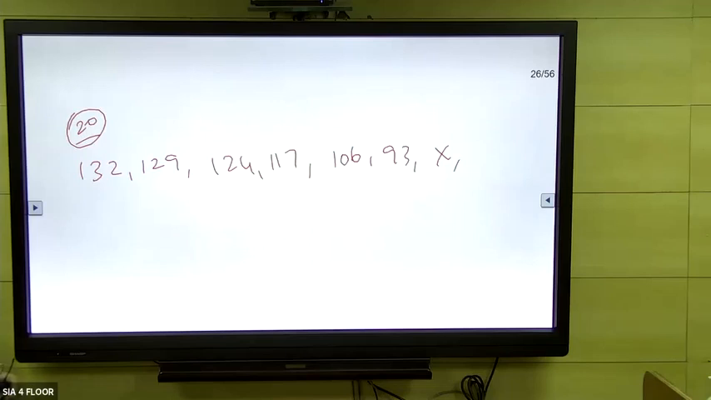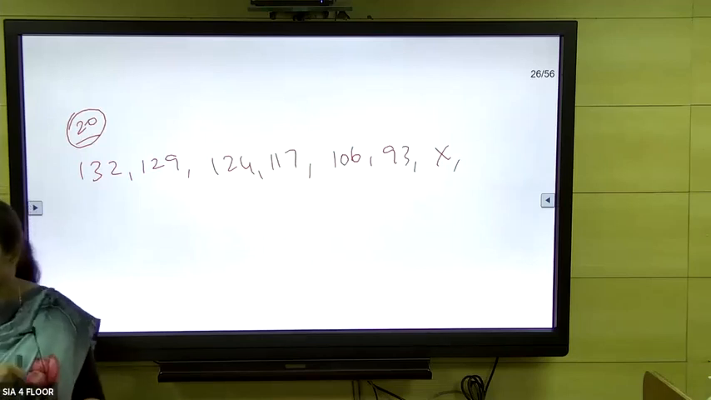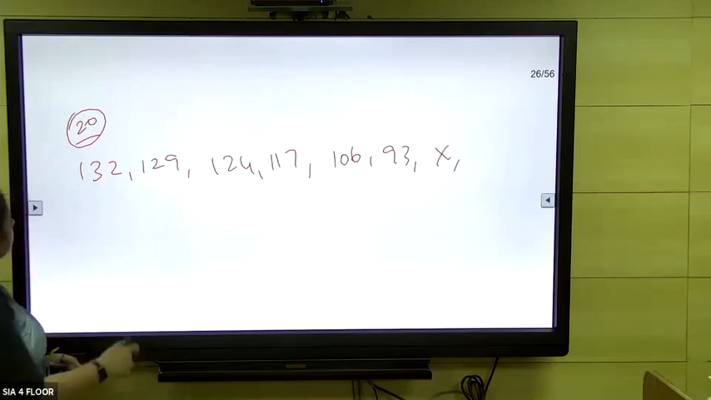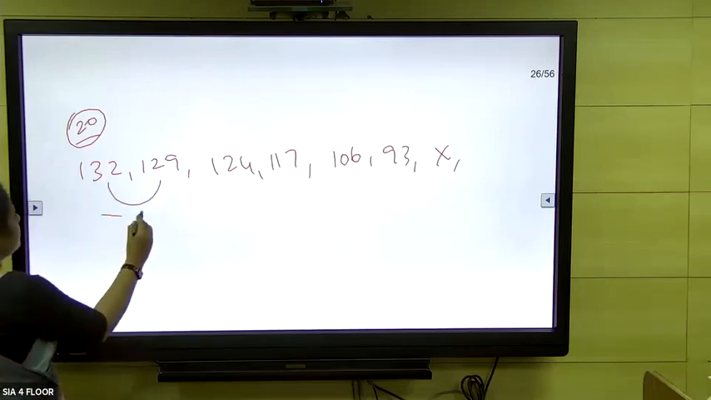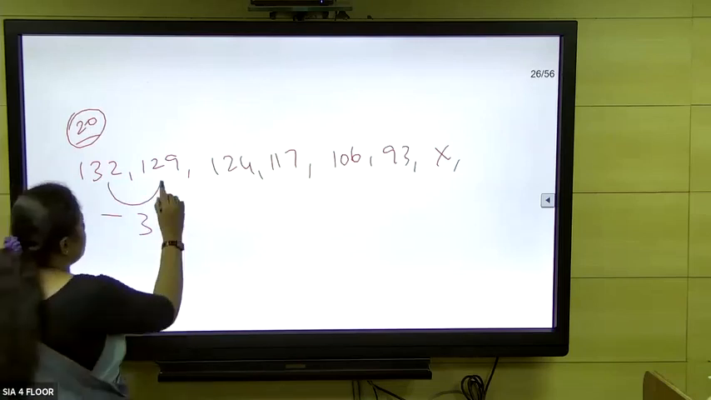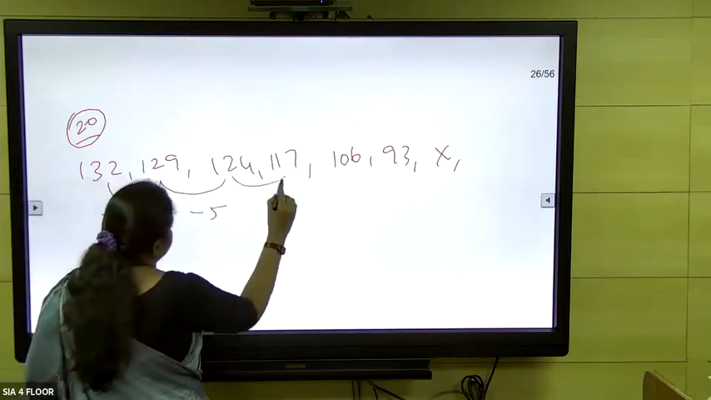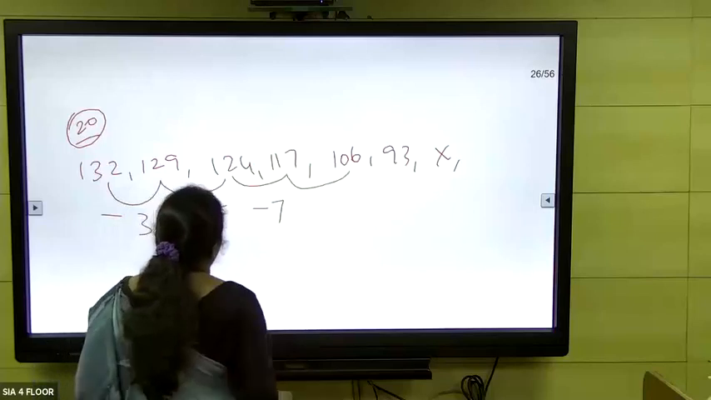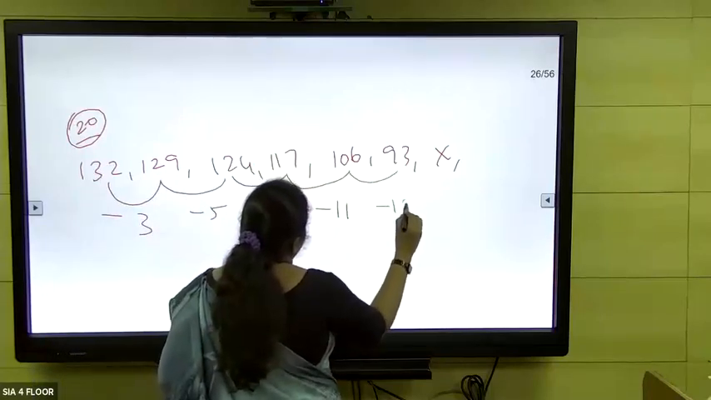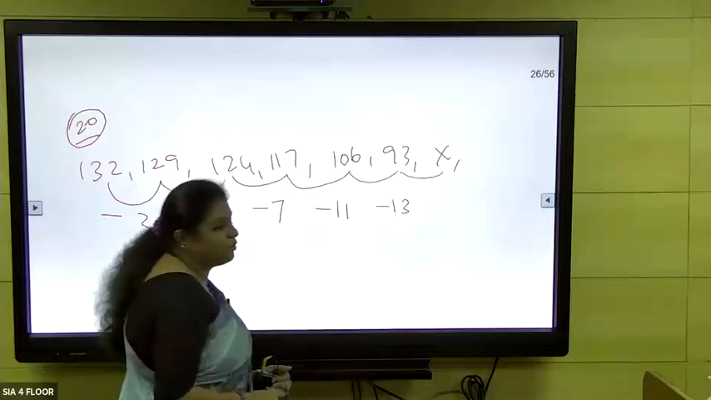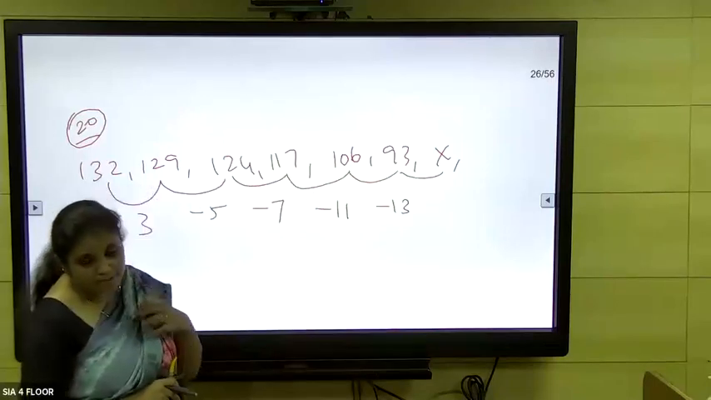So what is this? This is decreasing. So it's very clear, you have to subtract. Okay, what's the difference here? It's 3. What's the difference here? It's 5. And here it's 7. And here it's 11. And here it's 13. See, I'm telling you one more very important thing to be noted.